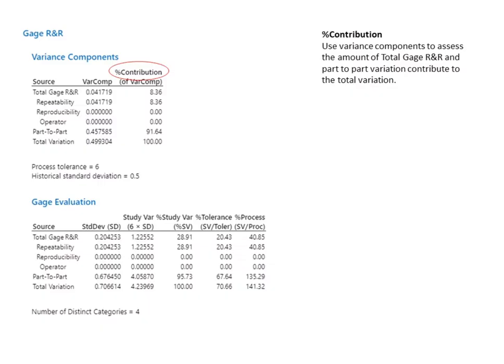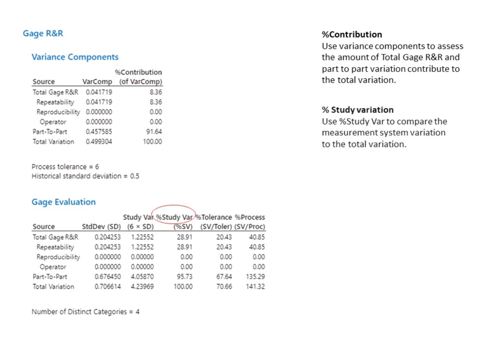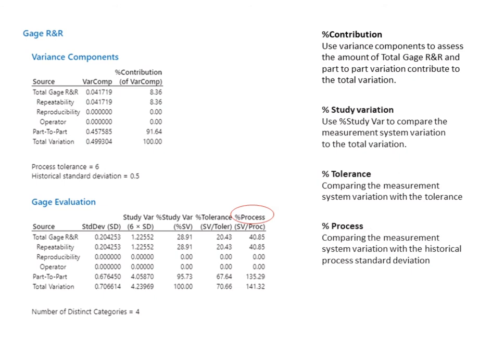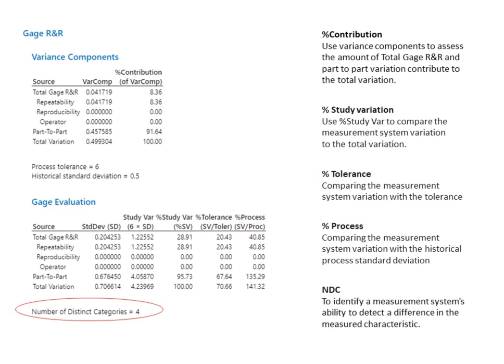Percent contribution. Use variance components to assess the amount that total Gage R&R and part-to-part variation contribute to the total variation. Percent study variation. Use percent study variation to compare the measurement system variation to the total variation. Percent tolerance. Comparing the measurement system variation with the tolerance. Percent process. Comparing the measurement system variation with the historical process standard deviation. NDC. To identify a measurement system's ability to detect a difference in the measured characteristic.